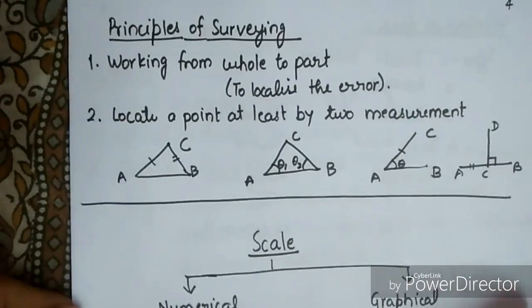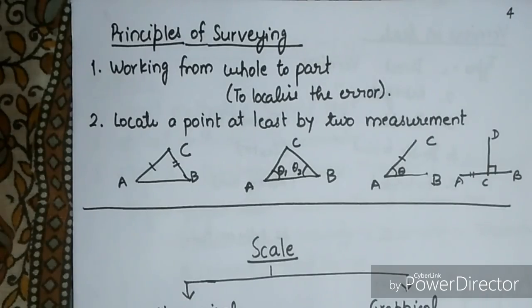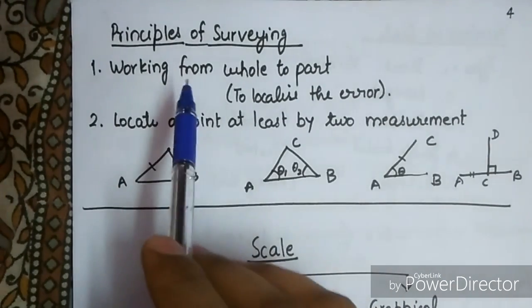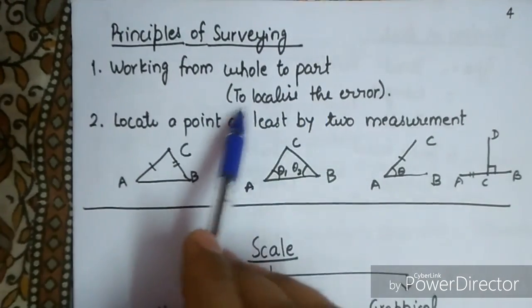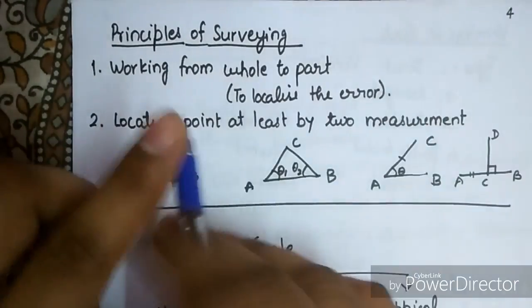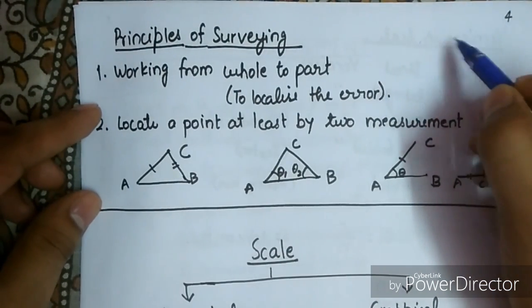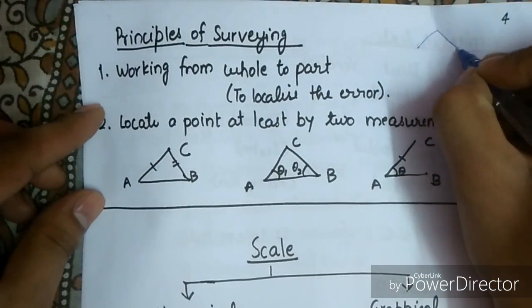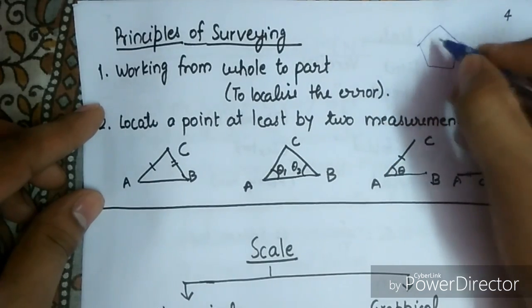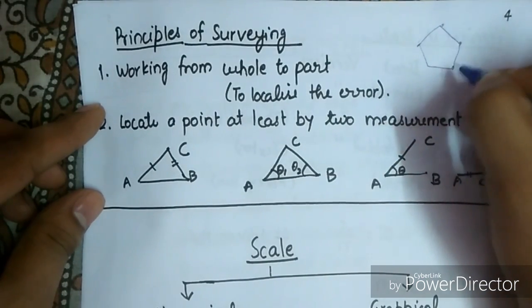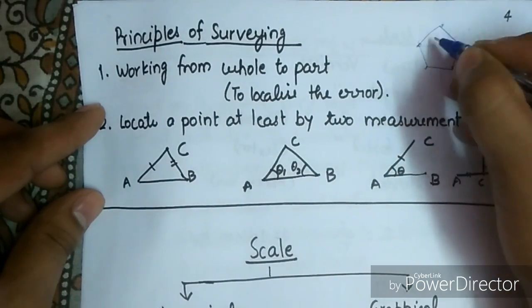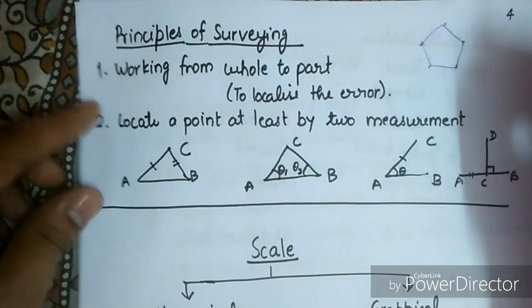Next is our principle of surveying. There are two principles. First one is working from whole to part, that is to localize the error. The whole area is first taken, and the part of the surveying is done afterwards. This is the whole point. We establish control points first, and then we do all the rest of the surveys inside this area.